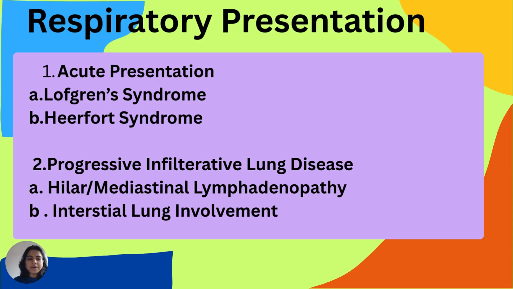First of all, respiratory sarcoidosis can present in two forms. It can either be an acute presentation or it can present with a progressive infiltrative lung disease. In acute presentation, we have two syndromes, Lofgren's and Heerfordt syndrome, and in the progressive parenchymal lung disease, we can have hilar or mediastinal lymphadenopathy or interstitial lung involvement.